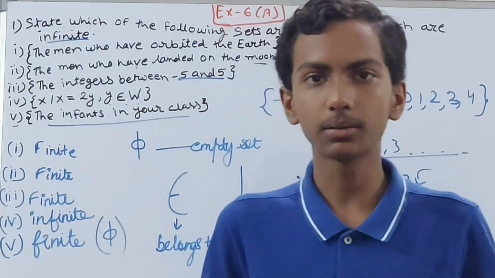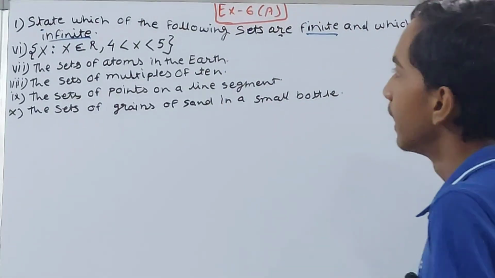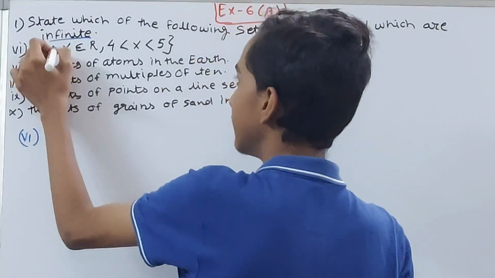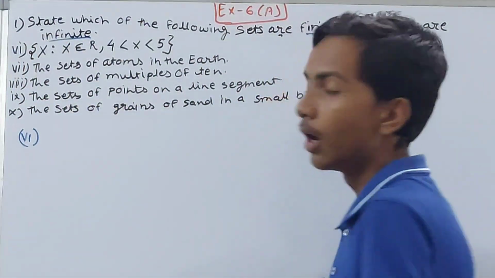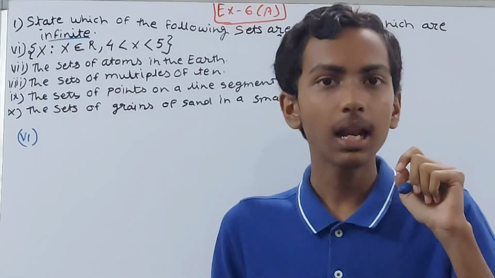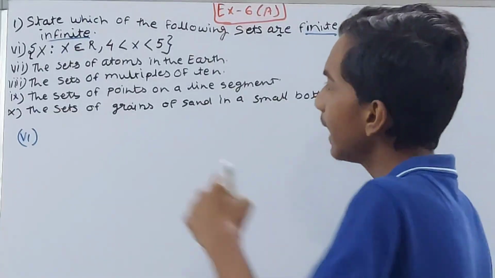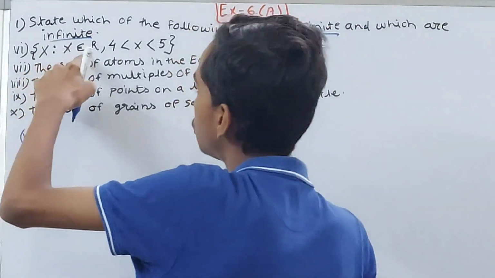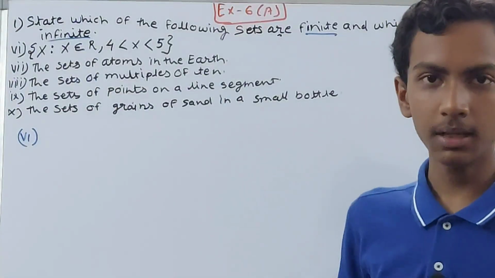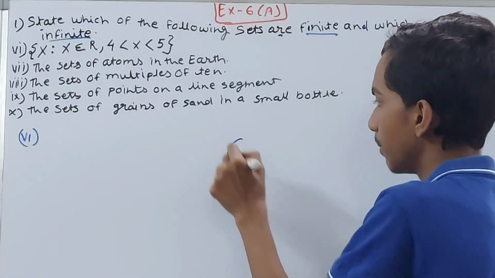Let's move on to the next part. Now take a look at the sixth part. This says X. Again you can see the colon is coming now. Previously there was a bar sign, so it was read as "such that". Now there is a colon sign, so it will also be read as "such that". X is such that X belongs to real numbers. This sign again looks like an E, but it is not an E. You all know it. It represents "belongs to".